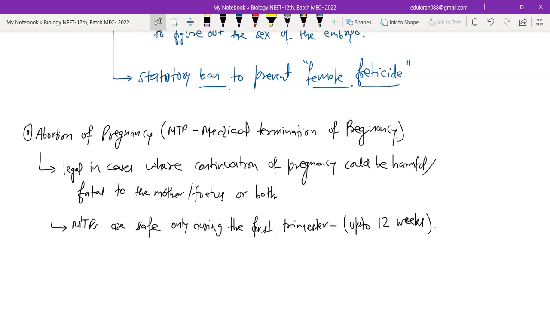Okay, so write down: second trimester abortions are risky to the mother. Second trimester abortions are risky to the mother. Is it clear, everyone?